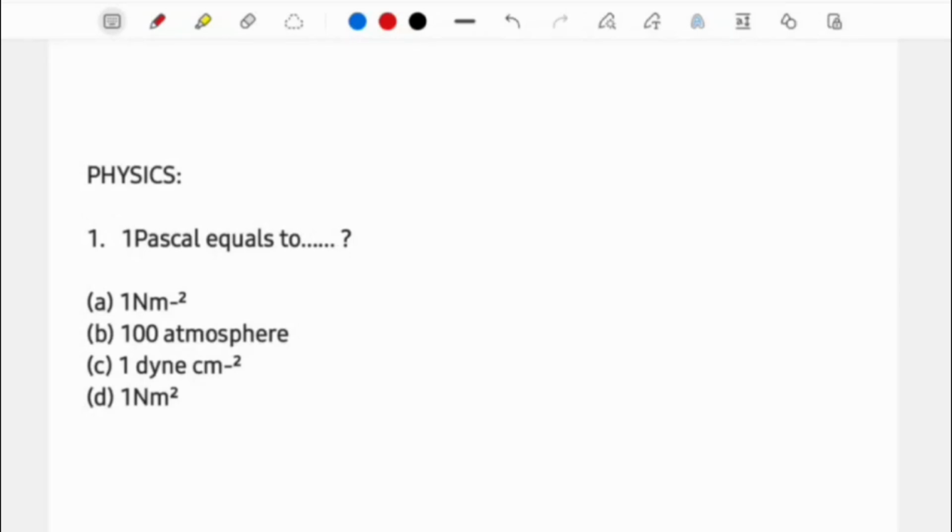Alright, so the first set of questions we will be solving from the physics part of the syllabus. Question number 1: 1 Pascal equals to, and the options are 1 Newton per meter square, 100 atmosphere, 1 dyne per centimeter square, 1 Newton meter square. The correct option is option A, that is 1 Newton per meter square. Pascal is the unit of pressure. And pressure is equal to force per unit area.